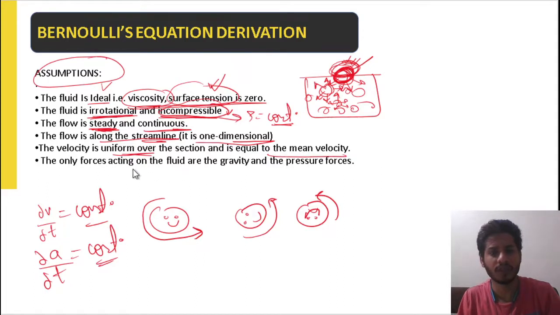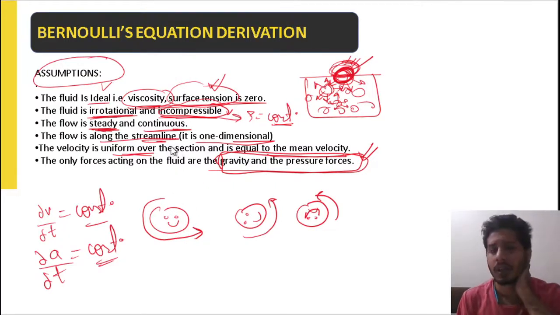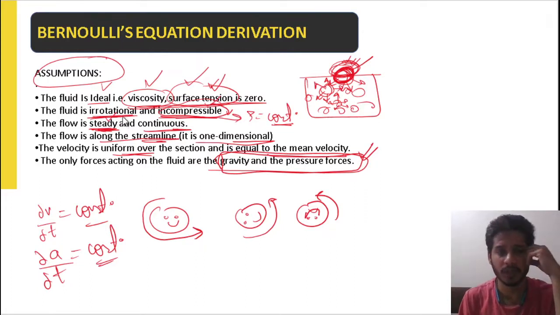The velocity is uniform, okay, equal to the mean velocity. The only forces acting on the fluid are gravity and pressure forces. This is important. The forces acting on the fluid are only gravity and pressure forces. I hope the assumptions are clear. First of all, the fluid is ideal. There is no viscosity, no surface tension, incompressible, that is the density remains constant, steady, that is it is not changing its property with respect to time, streamlined, that it is flowing in one dimension, and the forces which are acting are basically gravity and pressure forces, right?